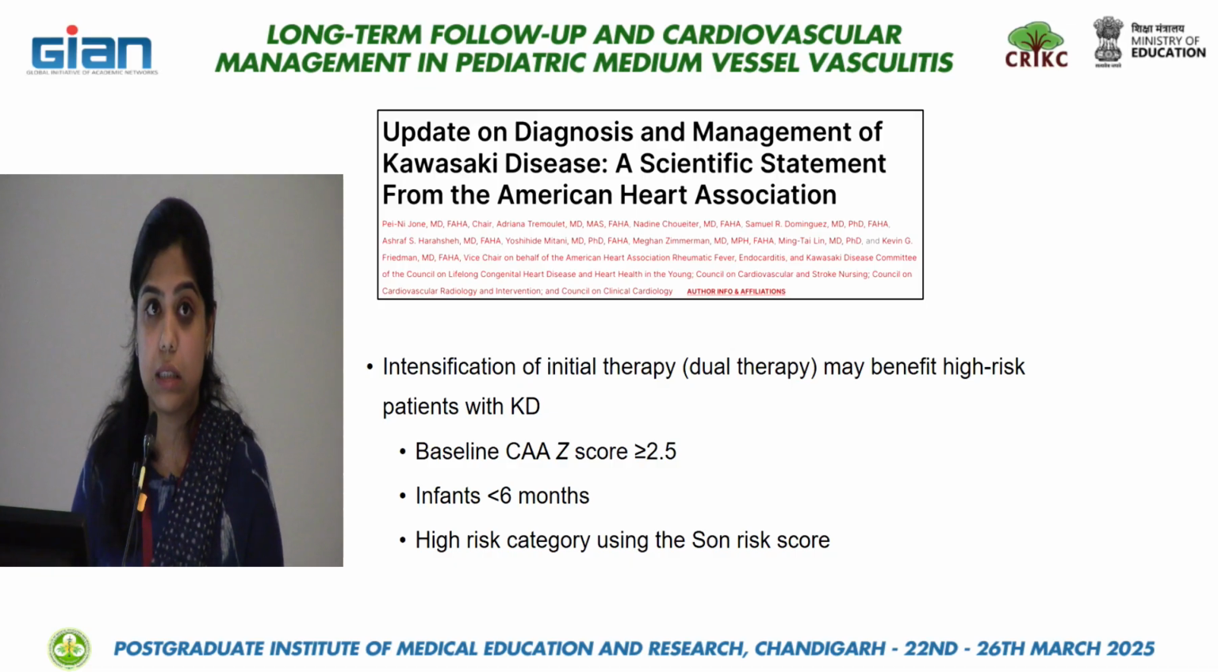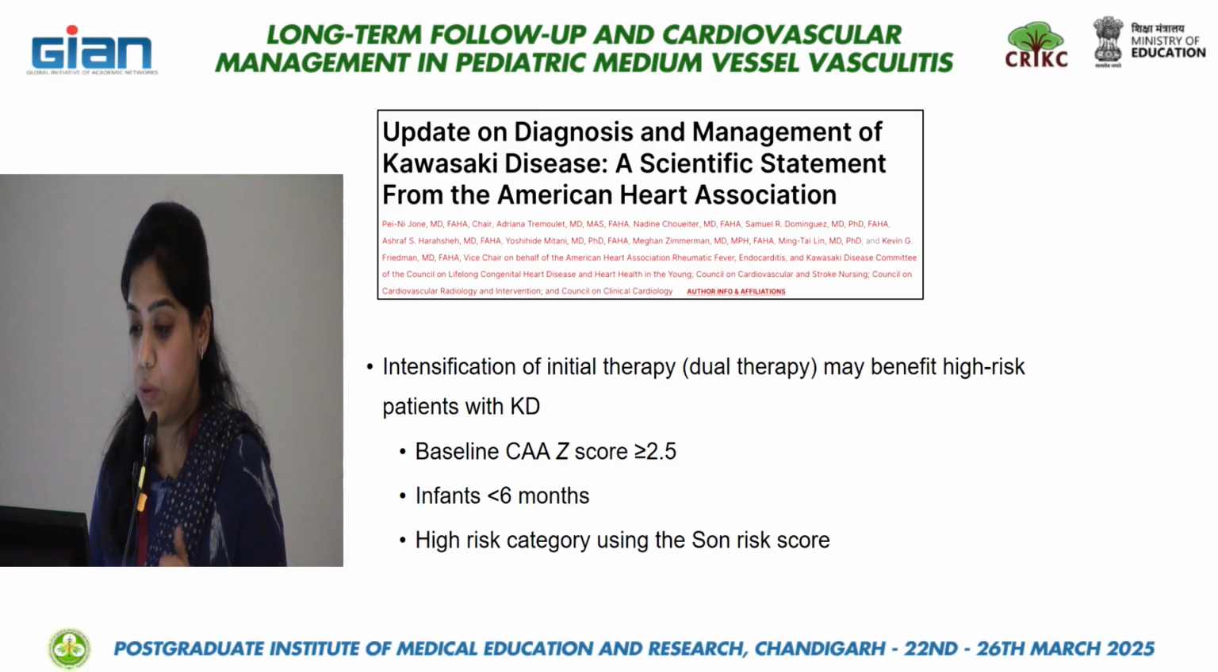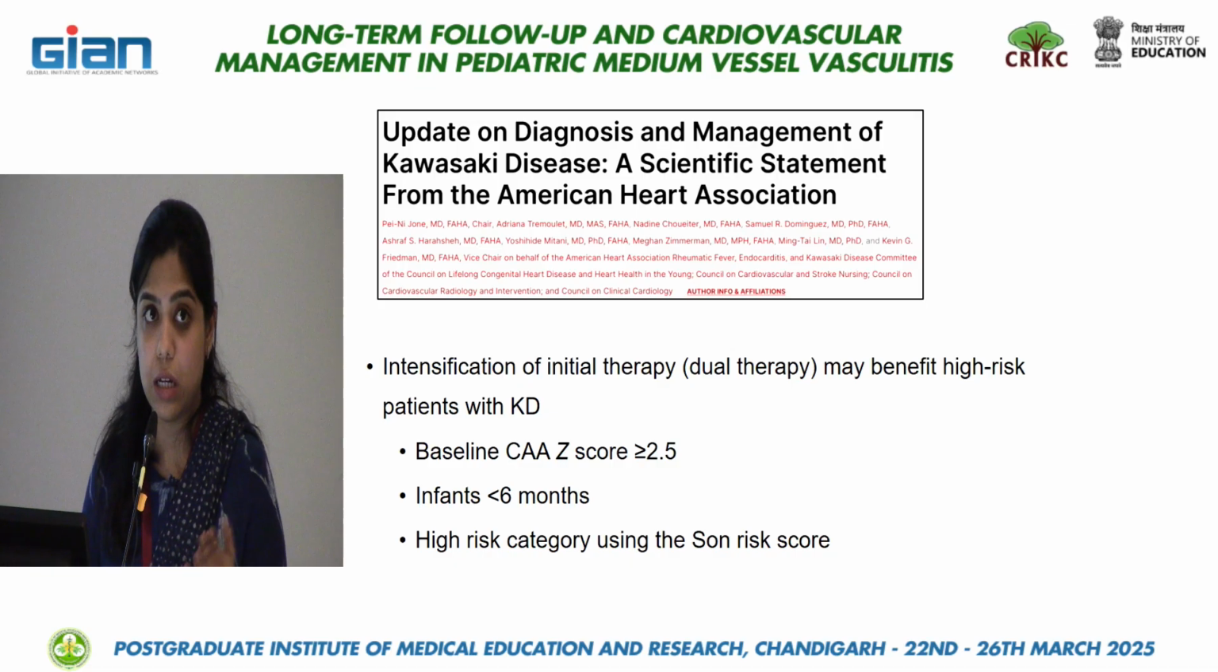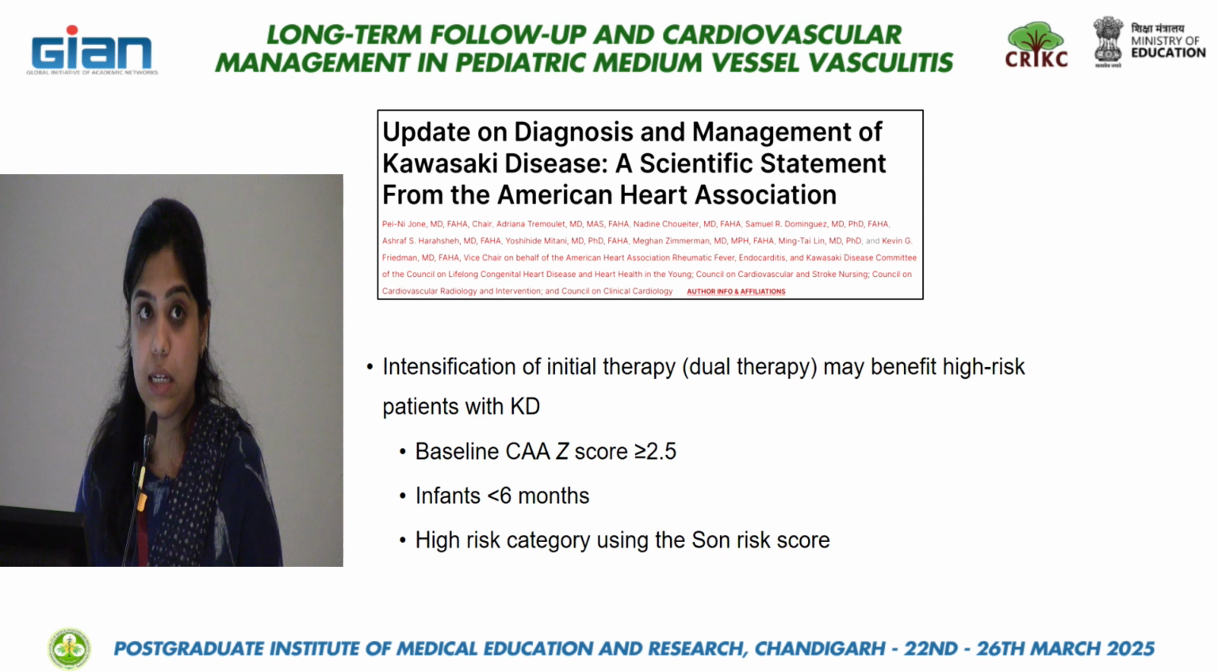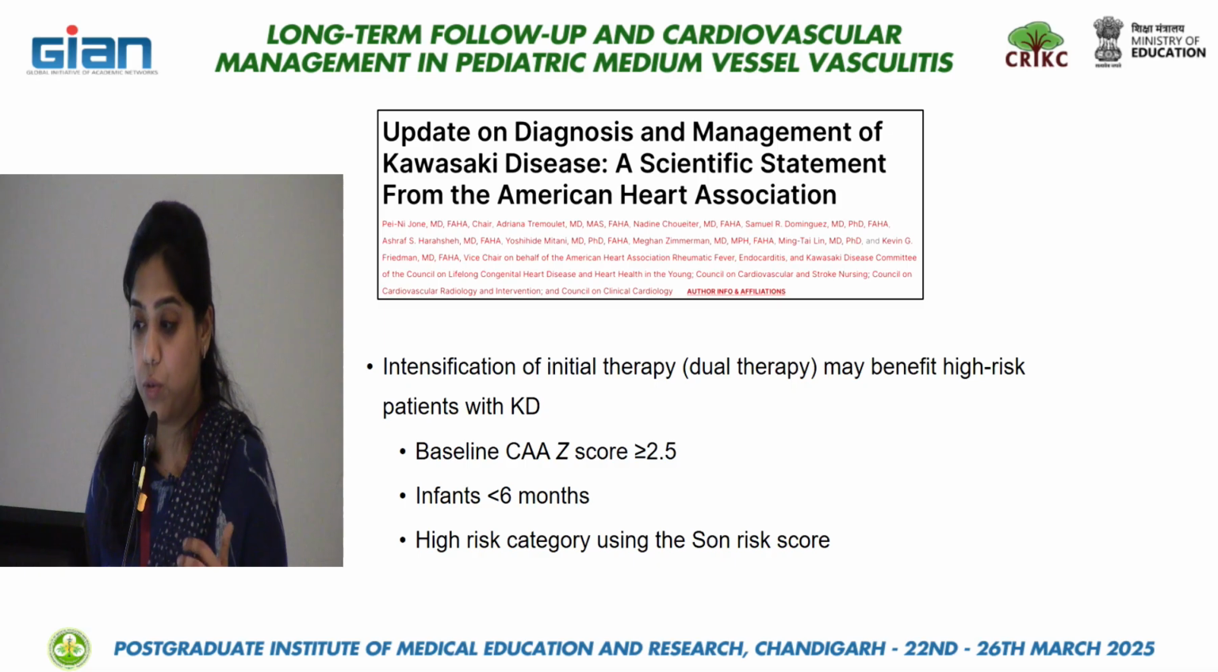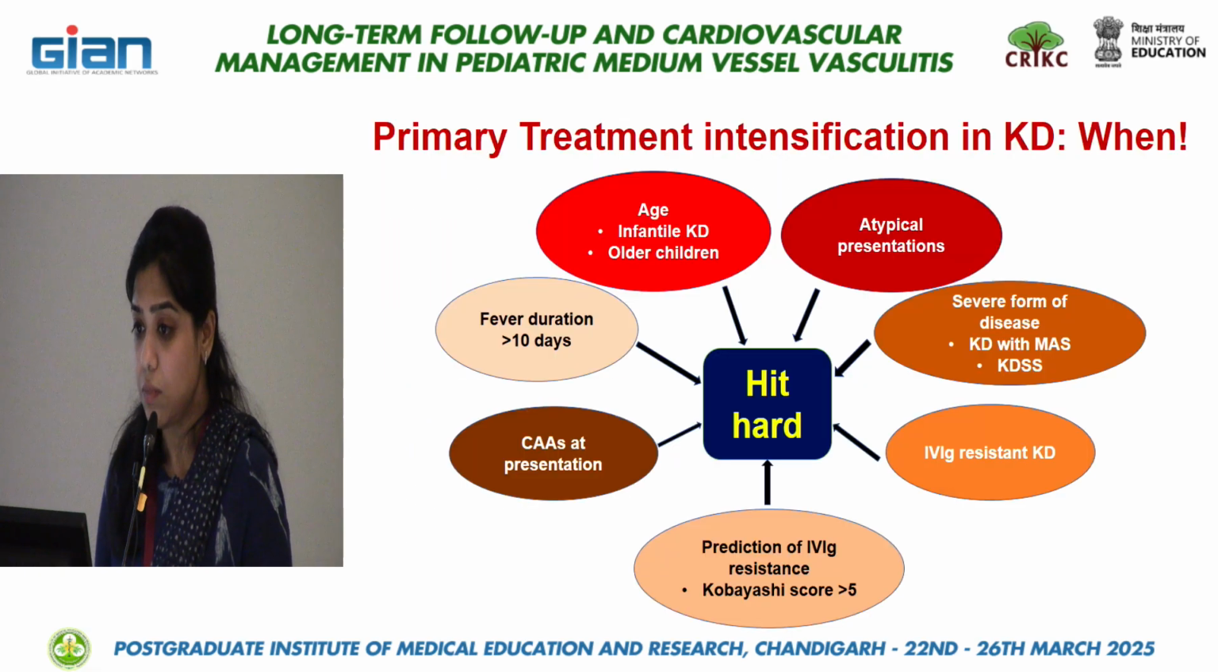So these are the updated guidelines of 2024. So they have mentioned three things. One is the Sun risk score, and apart from that, baseline CA more than 2.5 and infants less than 6 months. So these are the things they have mentioned. These are the patients that they have mentioned as the high risk group for intensified therapy.